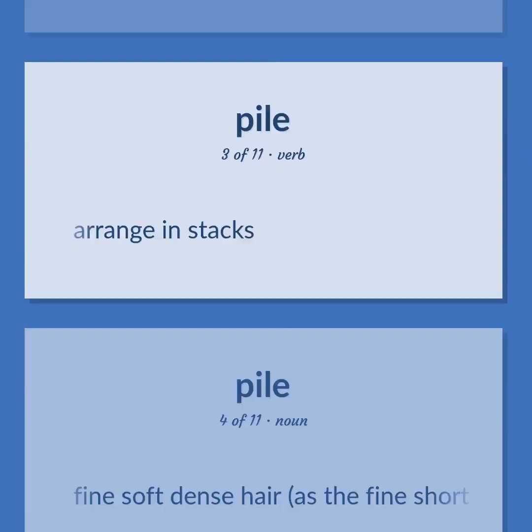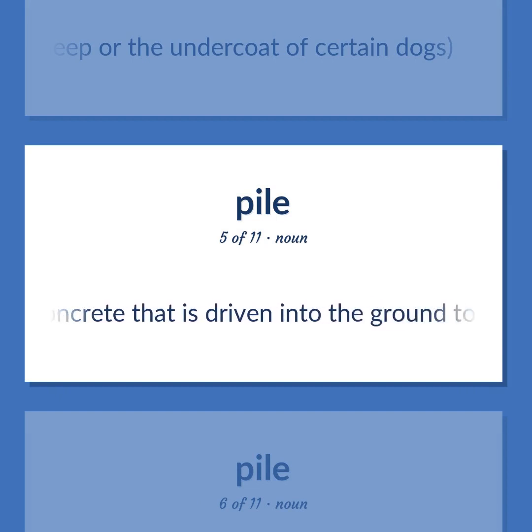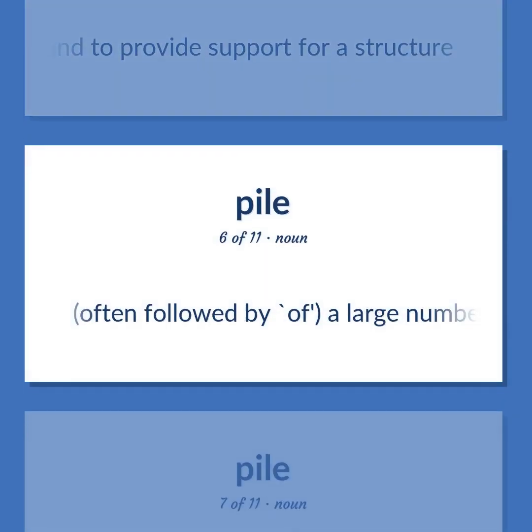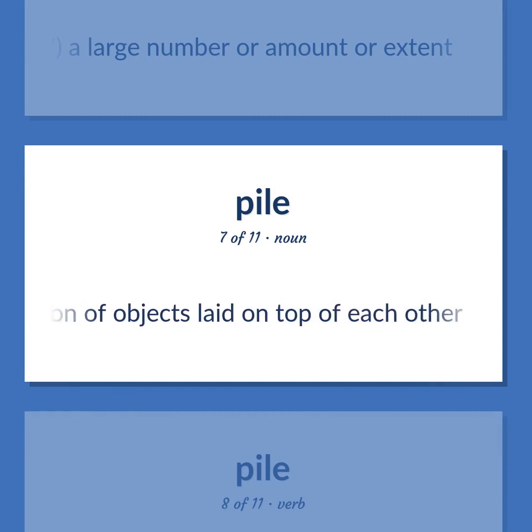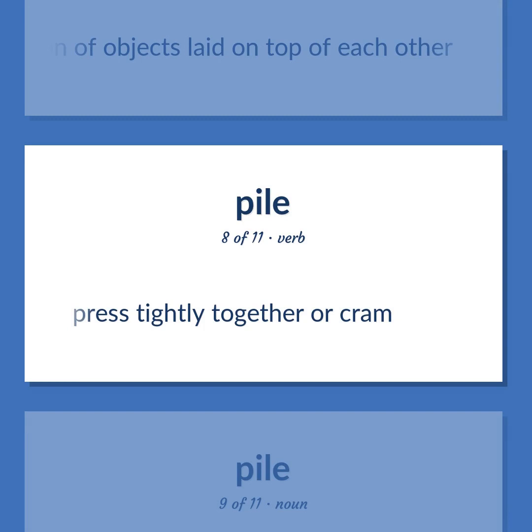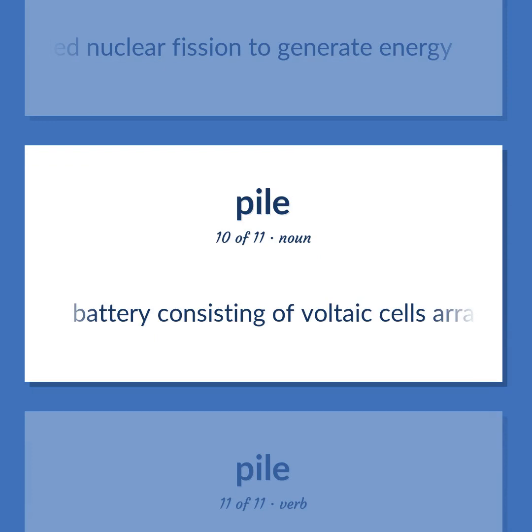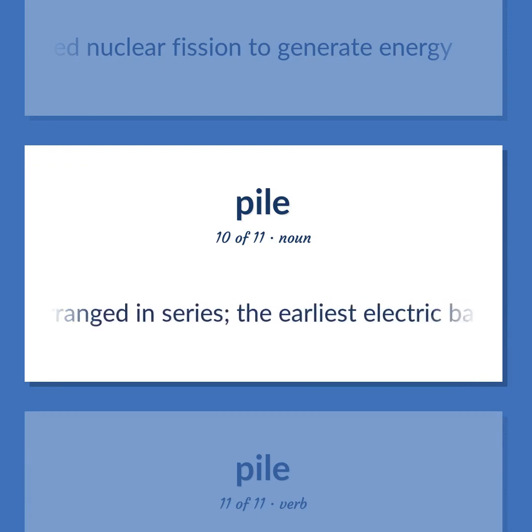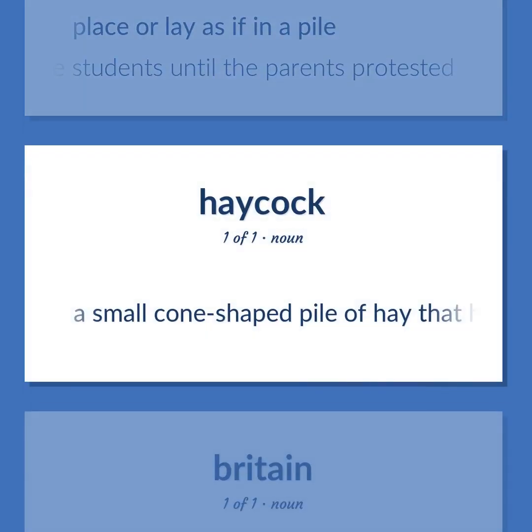Arrange in stacks. Fine soft dense hair, as the fine short hair of cattle or deer or the wool of sheep or the undercoat of certain dogs. A column of wood or steel or concrete that is driven into the ground to provide support for a structure. Often followed by of, a large number or amount or extent. A collection of objects laid on top of each other. Press tightly together or cram. A nuclear reactor that uses controlled nuclear fission to generate energy. Battery consisting of voltaic cells arranged in series, the earliest electric battery devised by Volta. Place or lay as if in a pile. The teacher piled work on the students until the parents protested. A small cone-shaped pile of hay that has been left in the field until it is dry enough to carry to the hayrick.